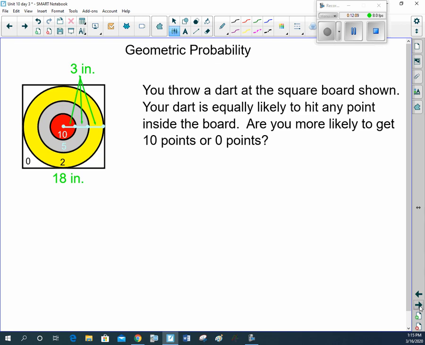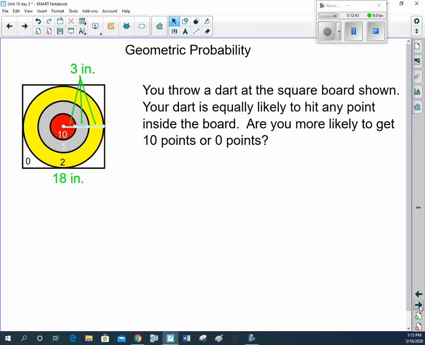Okay, geometric probability, same thing. We still have to have our, instead of total outcomes, I guess it's going to be total area over what we're looking for. It says you throw a dart at the square board. Your dart is equally likely to hit any point inside the board. Are you more likely to get 10 points or 0 points? Okay, so if you look at this scenario, 10 points is the red circle, and 0 points is the white edge stuff.